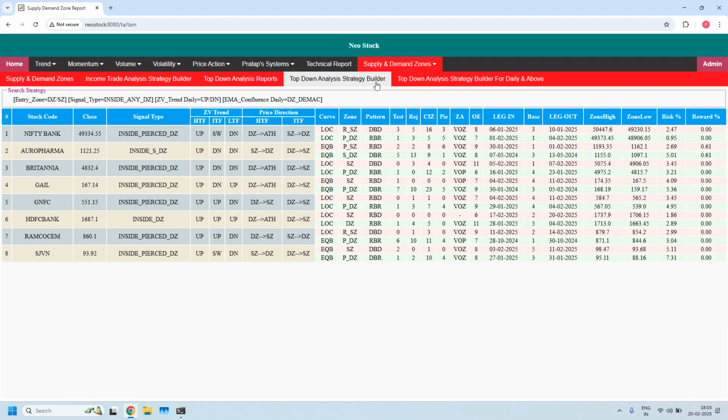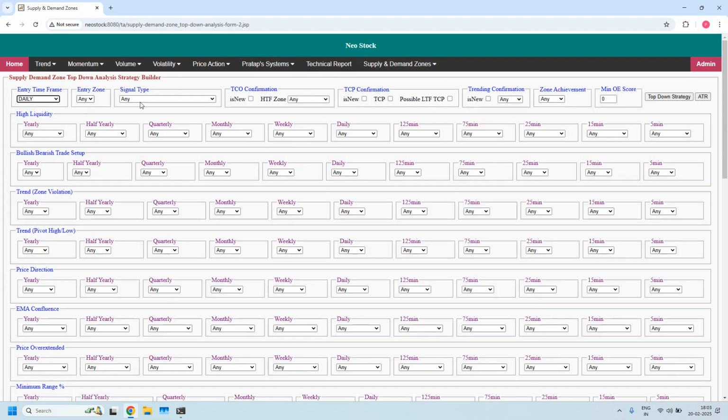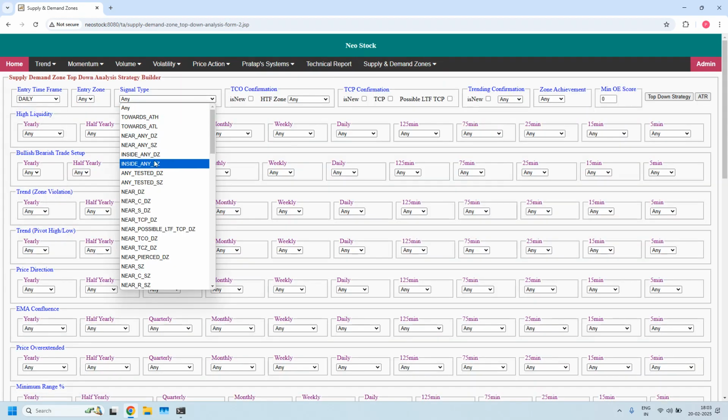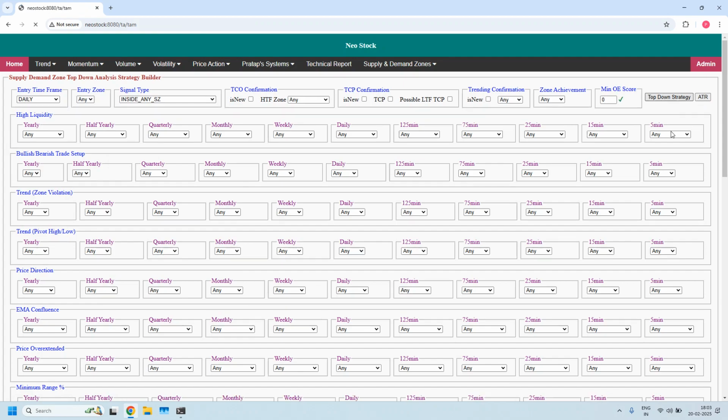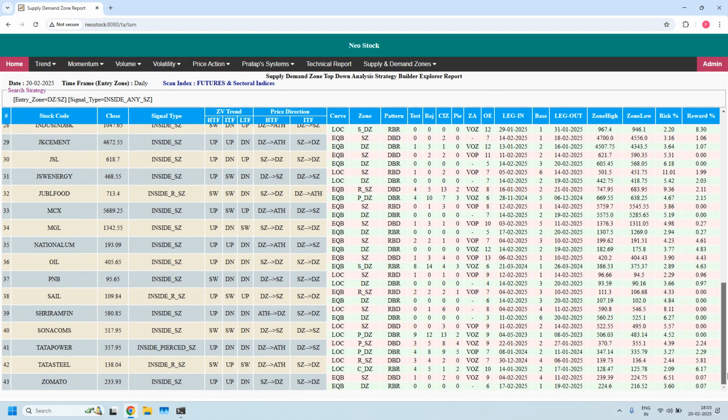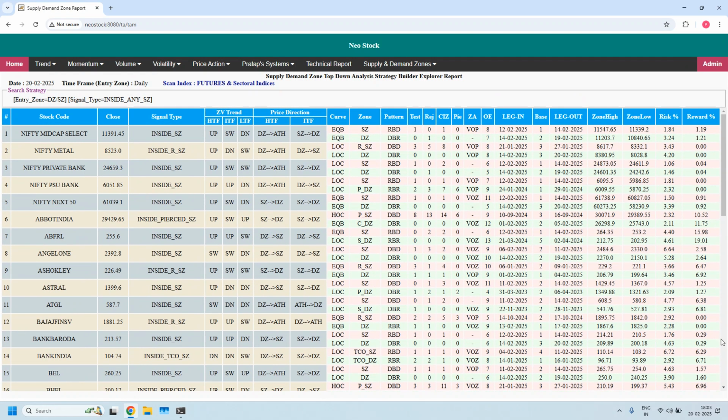Okay, next, daily time frame. Price closed inside the daily supply zone. We got 43 stocks. First 15 stocks in the list. Scrolling the list down.